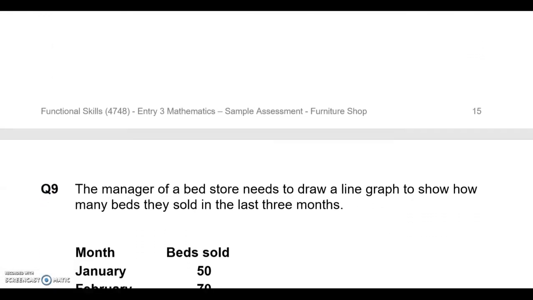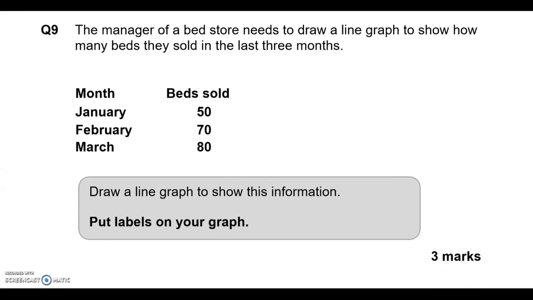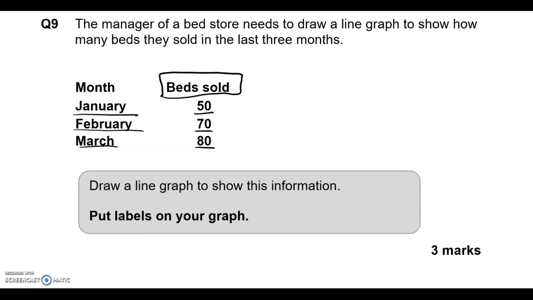Question 9. The manager of a bed store needs to draw a line graph to show how many beds they sold in the last 3 months. Draw a line graph to show this information. Put labels on your graph. So we'll show the beds sold vertically. We've got 50, 70, and 80. And we've got the months, January, February, and March, that we're going to show horizontally.